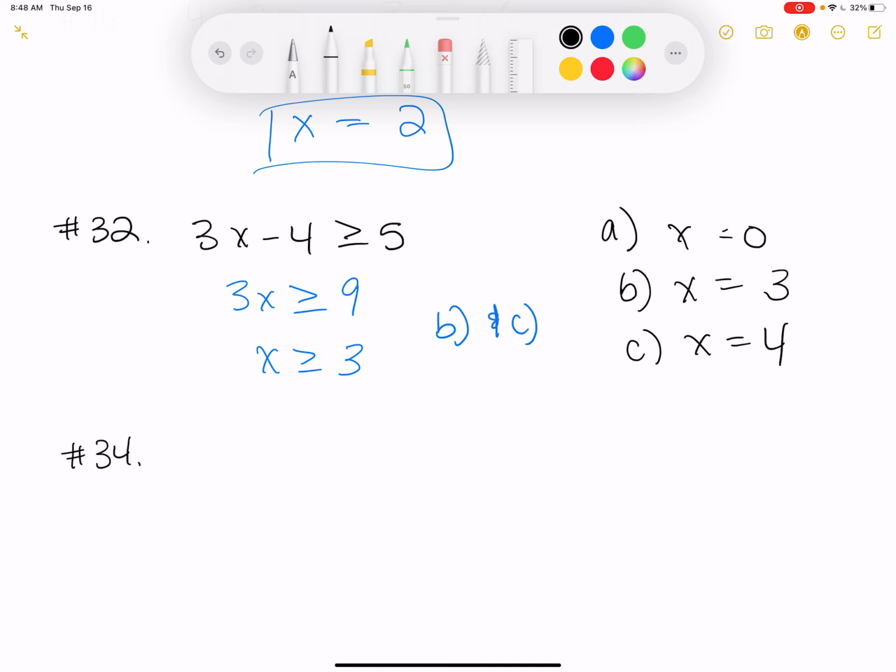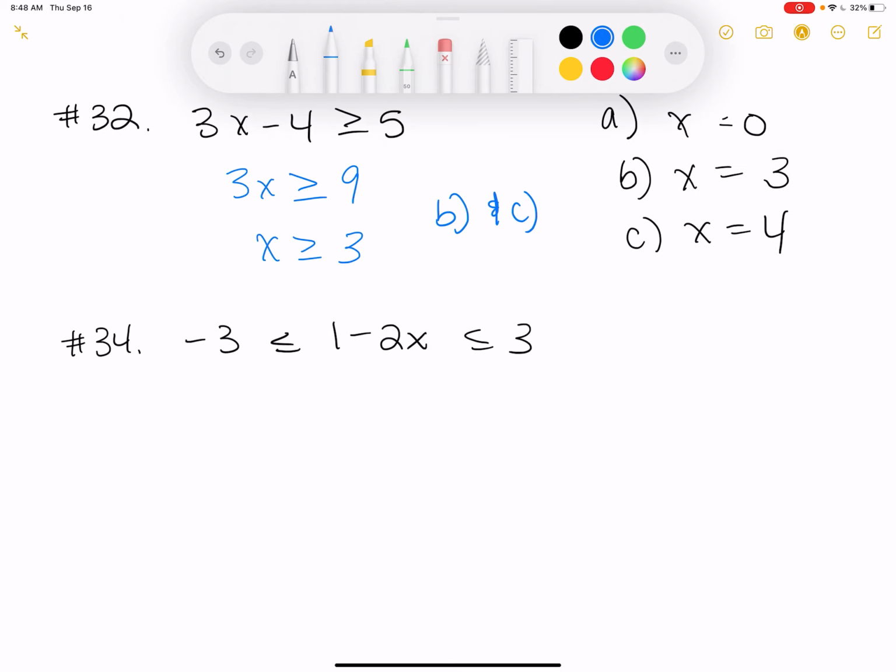Number 34: negative 3 is less than or equal to 1 minus 2x, which is less than or equal to 3. Okay, this one. Alright, y'all remember how to solve these? It's probably been a hot minute since you've done this. It has been a hot minute.